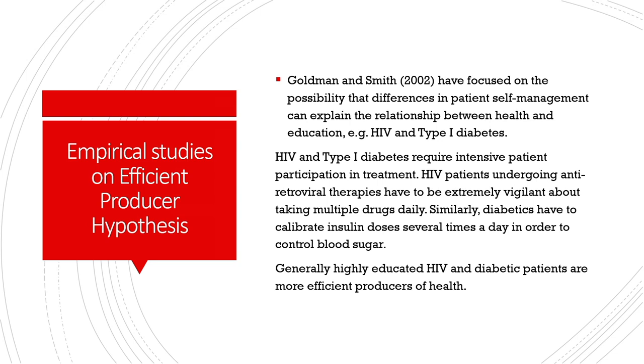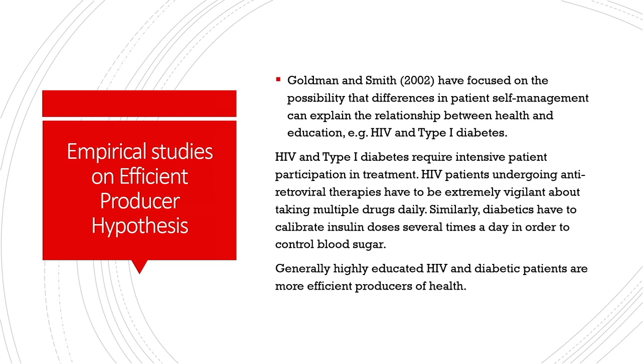And this study has found that generally highly educated patients, HIV and diabetic patients, are more efficient producers of health in the sense that they are better able to self-manage themselves. So, intuitively speaking, it makes sense that people who are better educated will be better able to self-manage themselves.